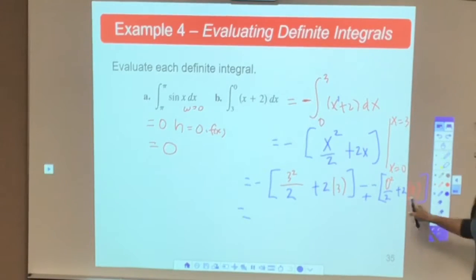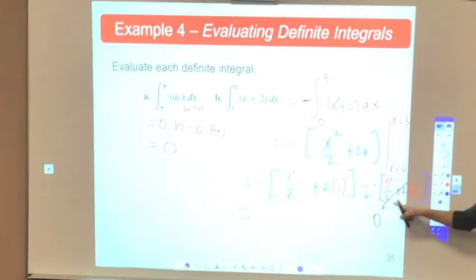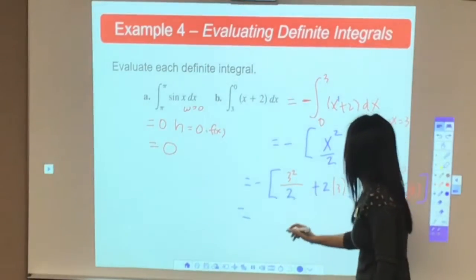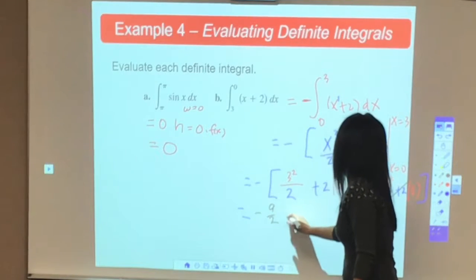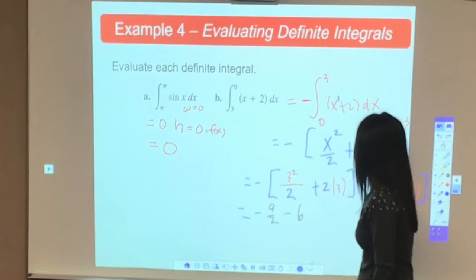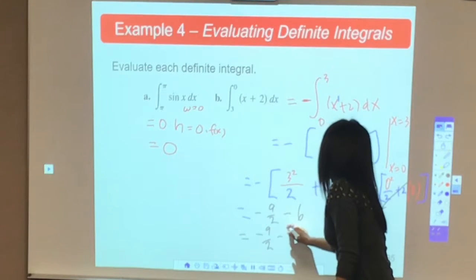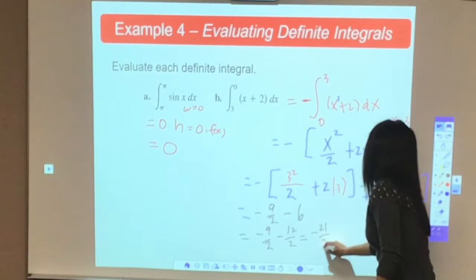So now, this one over here simply becomes a 0, because 0 over 2 is 0. 0 times this is 0. So I don't have to subtract anything, in other words. So what you have is negative 9 over 2, negative 6, which is the same as, this is a problem that we did yesterday, negative 21 over 2.